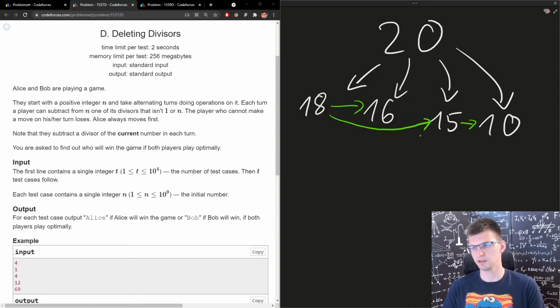Maybe that's important. If this is a losing state, then this is a winning state. I don't know if this pattern... Okay, let's focus on just this part. If 16 is losing, then whoever gets 18 can get to 16 and they will be winning. So if this is losing, then this is winning. And because this was losing, then this is also winning.